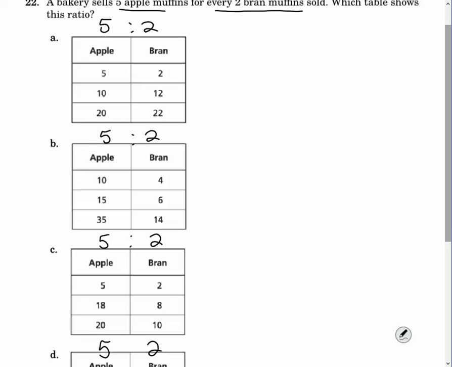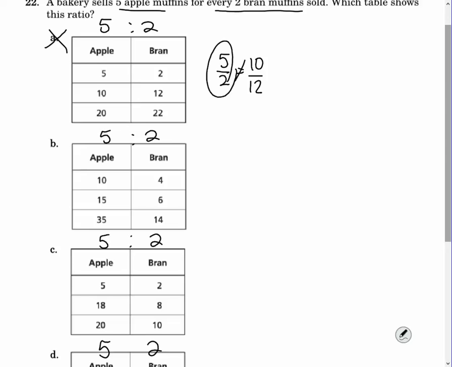So 5 to 2, does that equal 10 to 12? Well, that doesn't even make sense, right? Because the top number is bigger than the bottom number here, right? 5 is bigger than 2, so that 10 should be bigger. We need a number bigger than 12. So it can't be A just based on that alone.